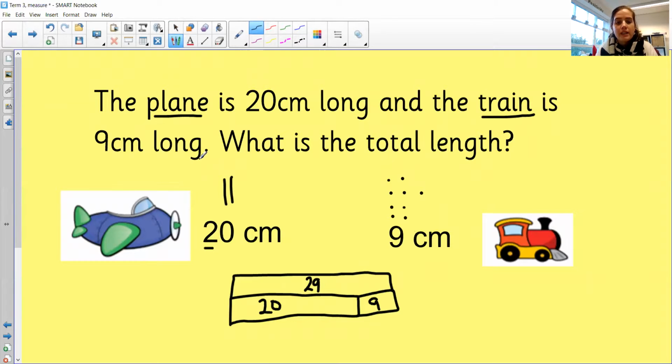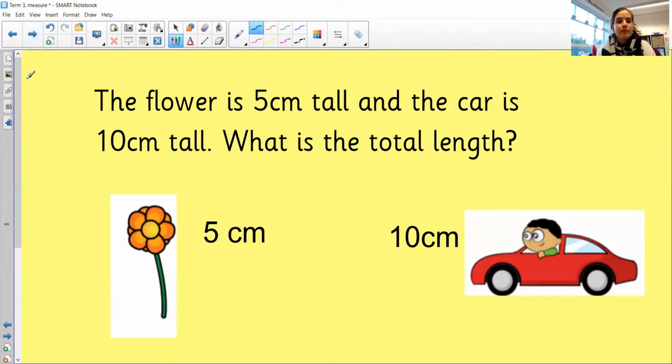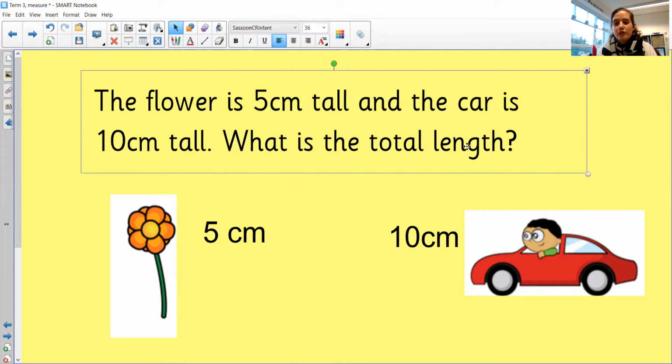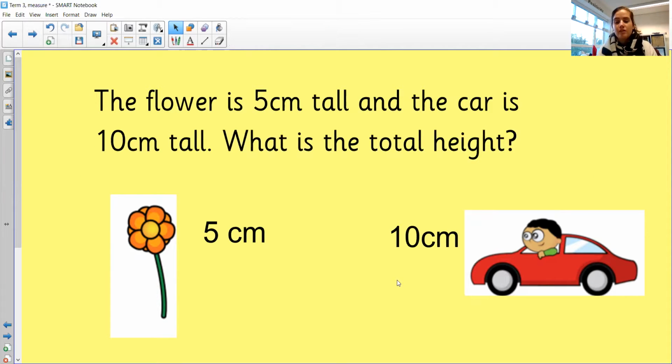Right, I wonder if anybody can help me with the next one. The flower is 5 centimetres tall, and the car is 10 centimetres tall. What is the total? Miss Dyer, should be, what's the total? Who can tell me the word? Height. Excellent. What is the total height? Because we're talking about how tall they are. So we need our bar model.